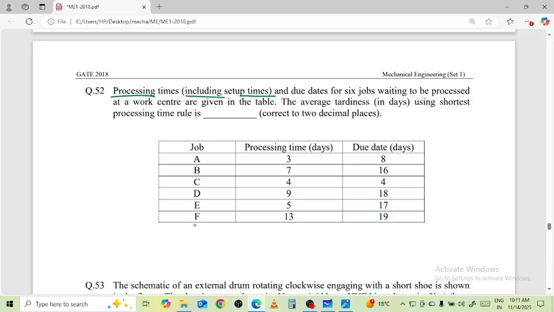Processing time, including the setup time, and due dates for 6 jobs waiting to be processed at a work center are given in a table. Average tardiness using the SPT rule, correct to 2 decimal places, is to be asked. 6 jobs. First we need to see what the arrangement is.